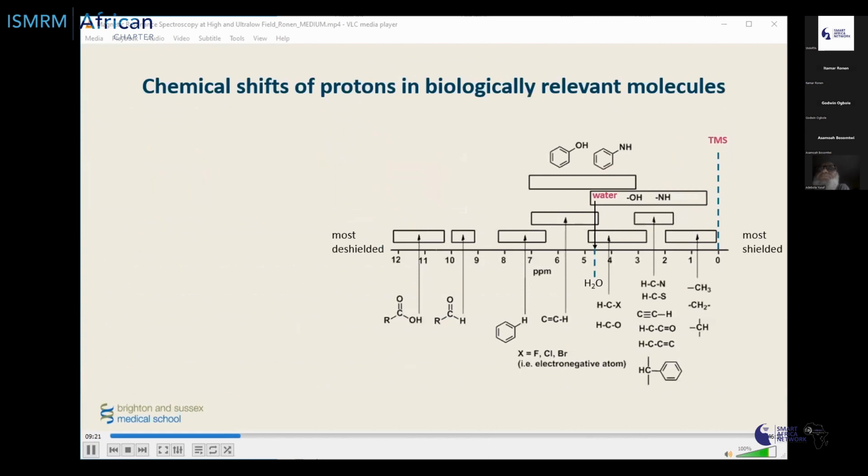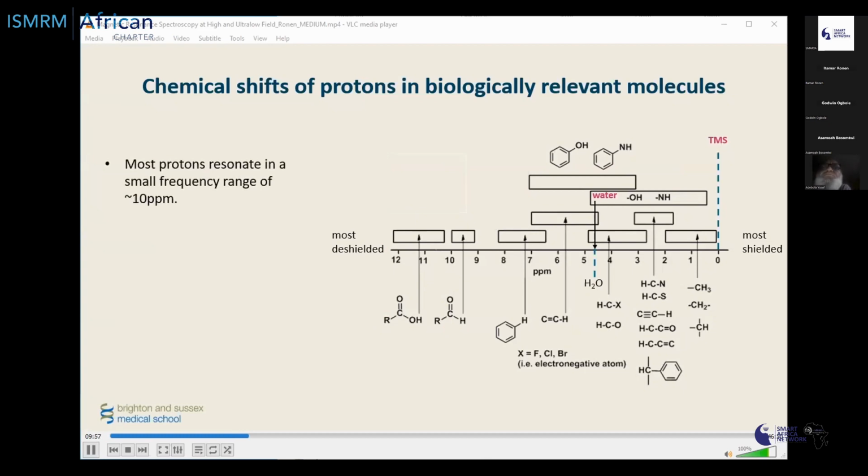Now that we have everything in order in terms of the axis along which we report our resonance frequency and in what direction it goes, we can go to this very crowded slide and see where the chemical shifts of protons in biologically relevant molecules are. Remembering that, for example, at 0 we have the resonance of the TMS, at 4.7 we have the resonance of water, and then we have a host of other resonances that we can detect in biologically relevant molecules.